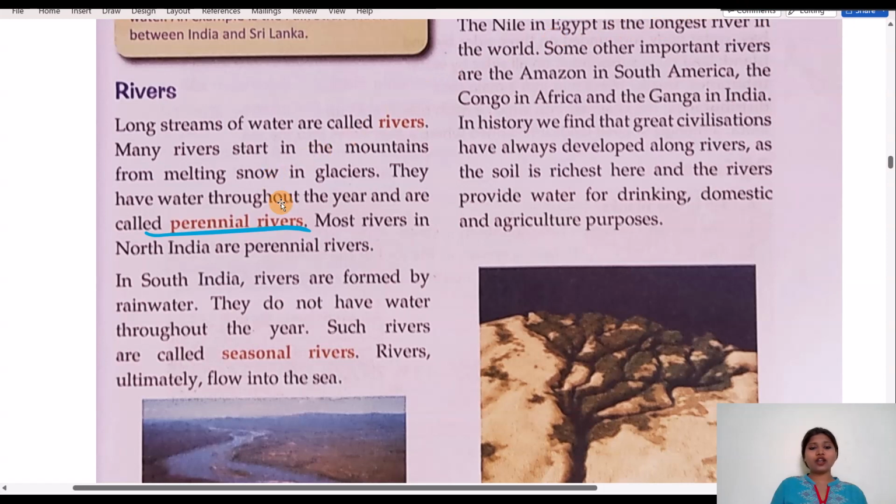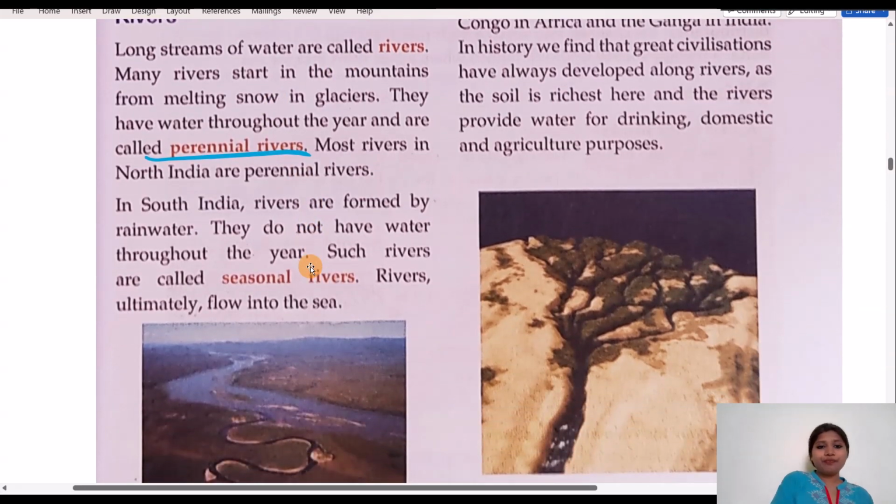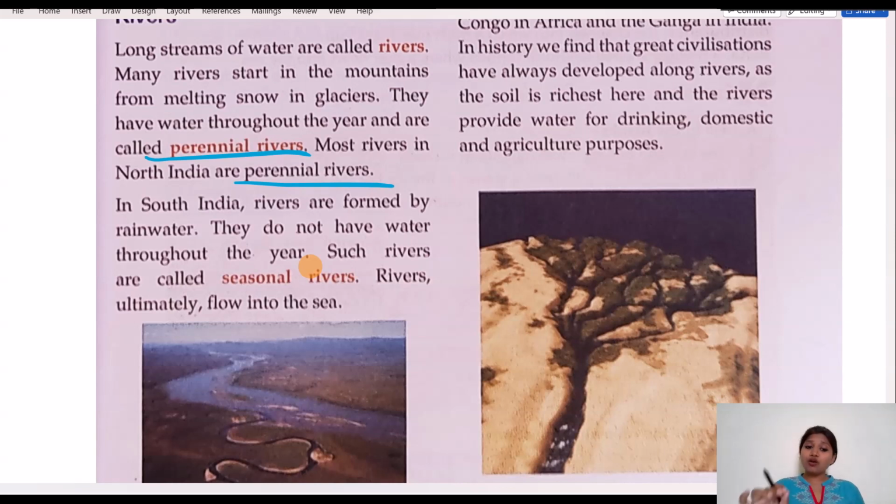Most rivers in North India are perennial rivers. So if we see most of the Indian rivers on the north side, those are examples of perennial rivers. We already read about the Brahmaputra. Okay, in South India, rivers are formed by rainwater, and whatever rivers we see in South India are formed by rainwater.